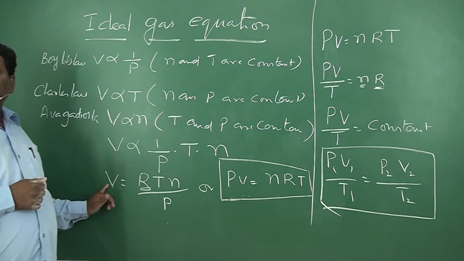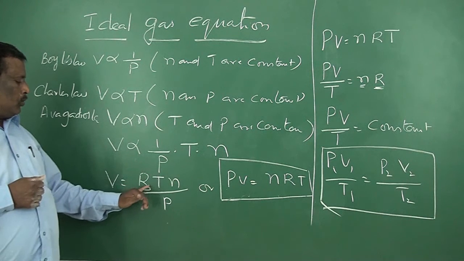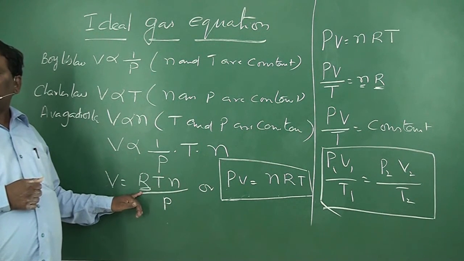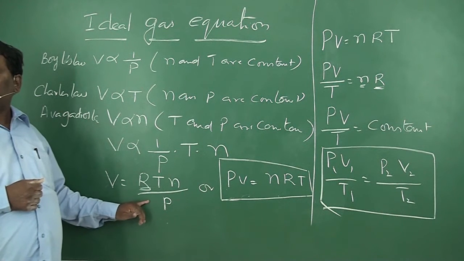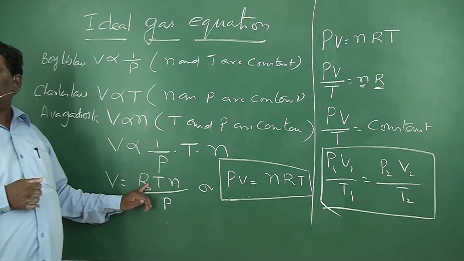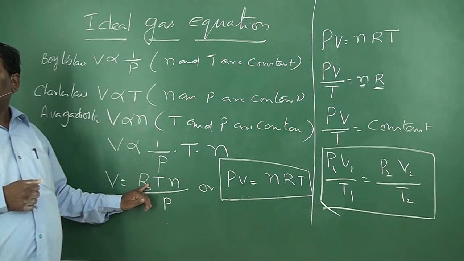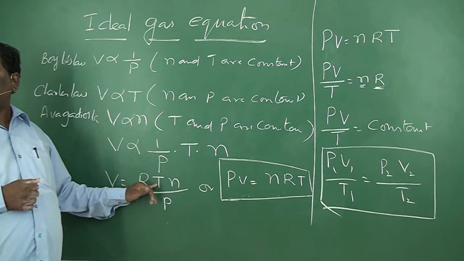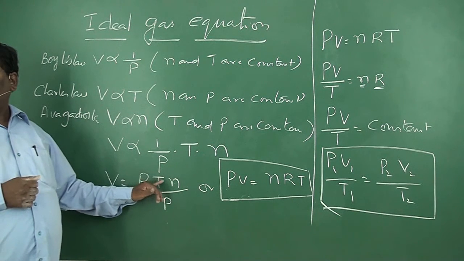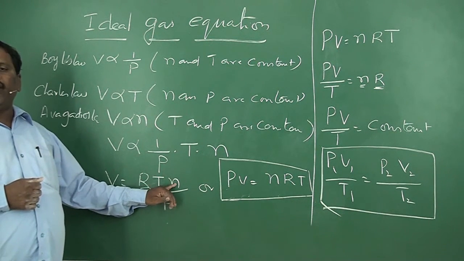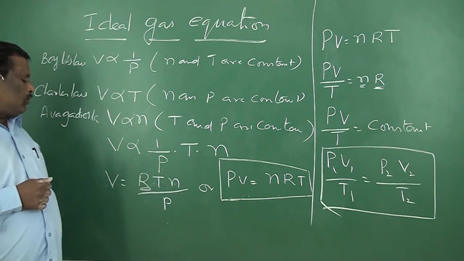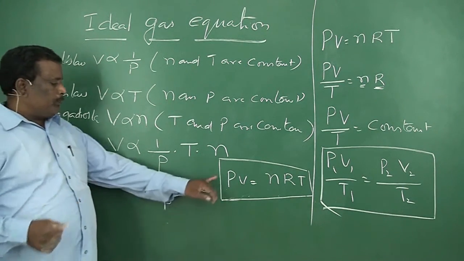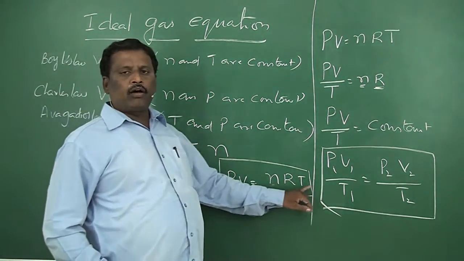Or V is equal to R into T n by P, where R is a constant. By converting proportional into is equal to, you have to multiply with a constant. That constant is capital R here. This capital R is a constant which we call the universal gas constant. And T is absolute temperature and n is the number of moles, where P is the pressure of the gas. Then PV is equal to nRT.